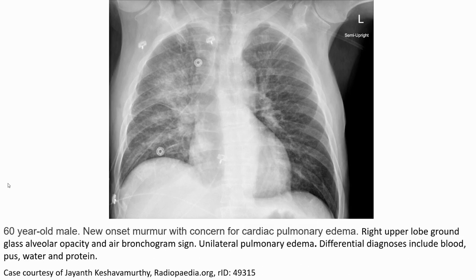The third case is a chest radiograph of a 6-year-old male with a new onset murmur and concern for cardiogenic pulmonary edema. There is right upper lobe ground glass alveolar opacity and air bronchogram sign, unilateral pulmonary edema. This is a case of unilateral pulmonary edema. Differential diagnoses include blood, dust, oral, and protein.